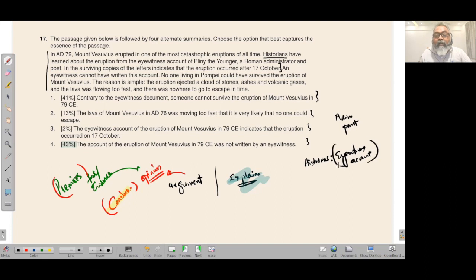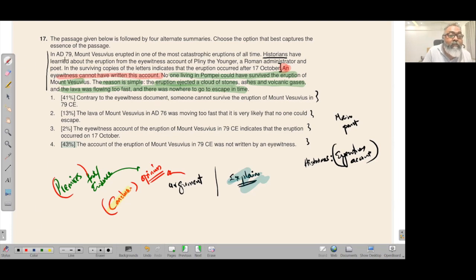Now the most important thing is that an eyewitness cannot have written this account. That is our guy's opinion. And why? The author is now giving reasons to justify that. No one living in Pompeii could have survived the eruption of Mount Vesuvius. The reason is simple: the eruption ejected a cloud of stones, ashes, and volcanic gases, and too fast. The point is that the reason why no one could have survived is because of these things.